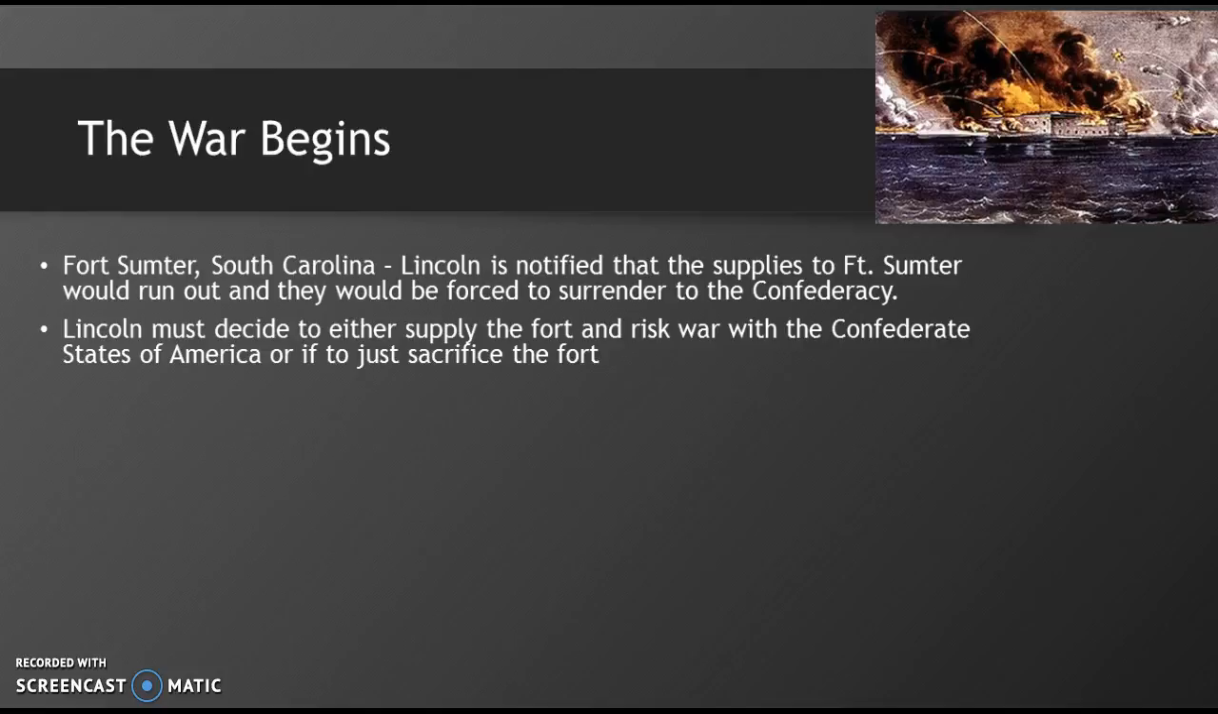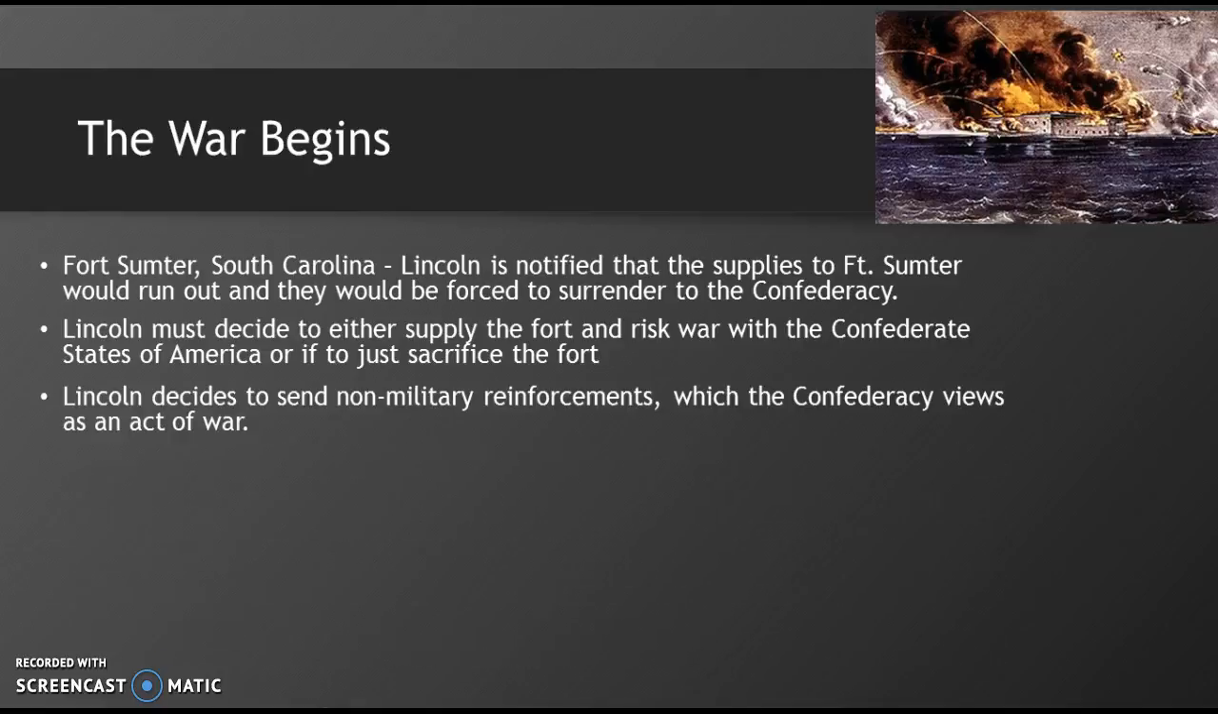So if the United States comes into South Carolina, the South Carolinians might view that as an invasion of their country. If he supplies the fort, it could risk war with the Confederate States of America. Or he could just sacrifice the fort. But if you sacrifice the fort, then you set a really bad precedent and you look weak.